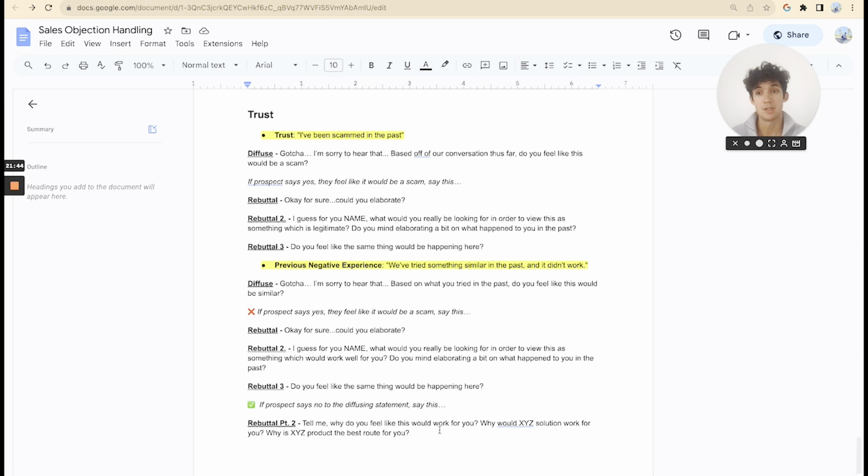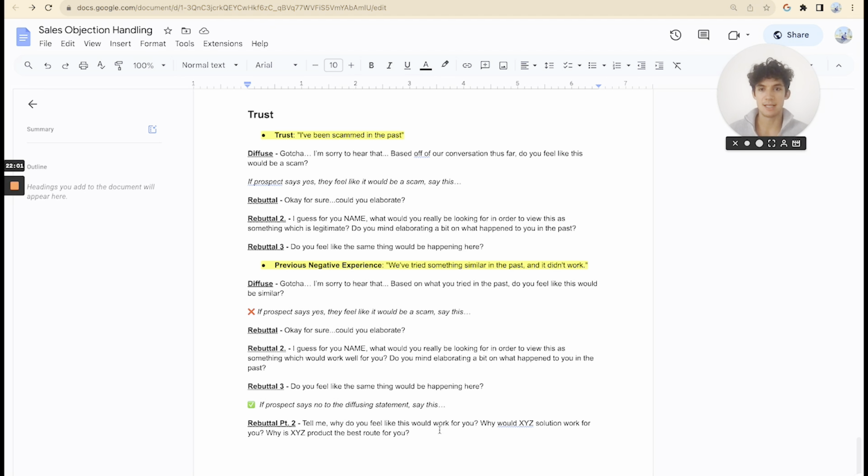So the prospect, when we put them on the spot like that, they're probably going to be like, well, no, I don't, right? It seems like this would actually be pretty good. Gotcha, John. Why do you feel that way? So once again, that's the rebuttal where the prospect is selling themselves back into the program.